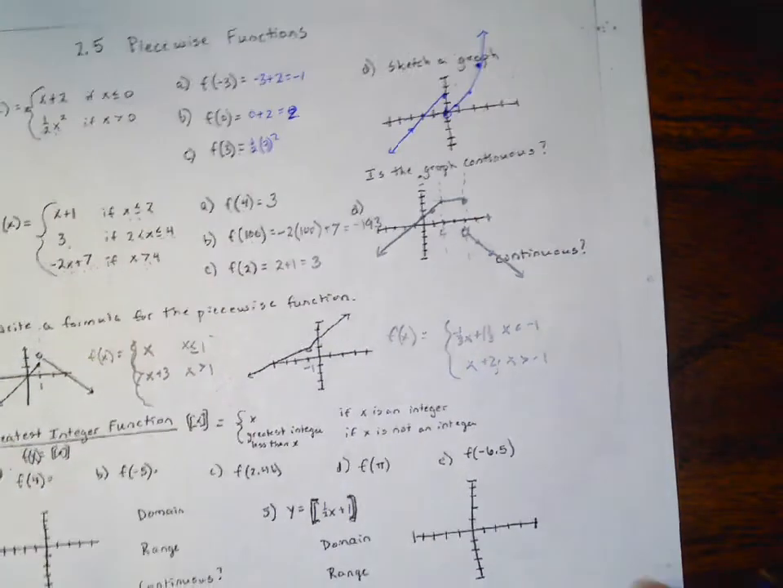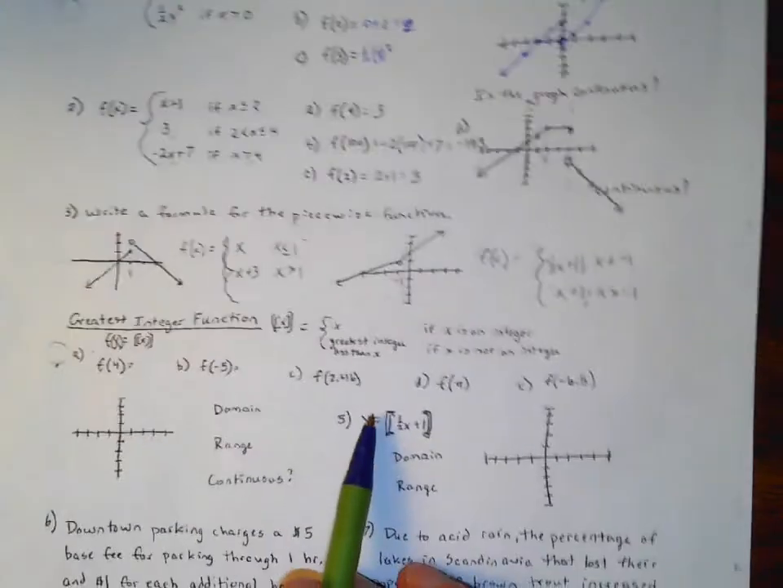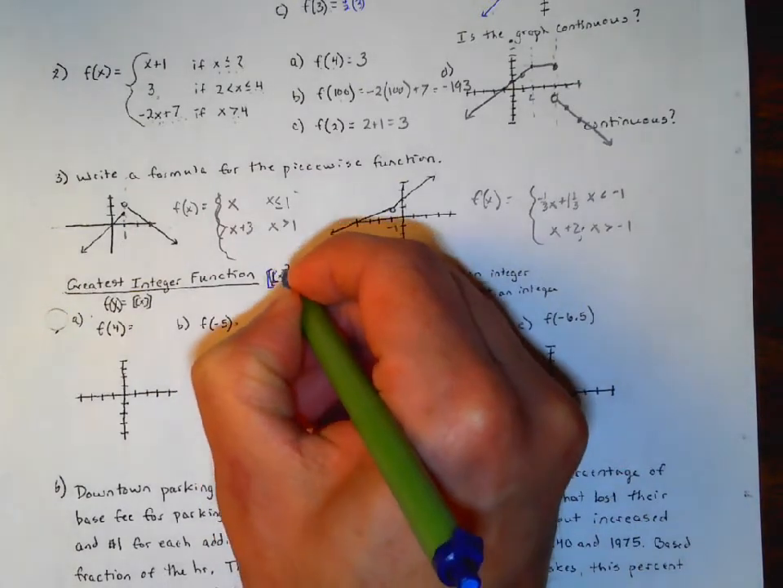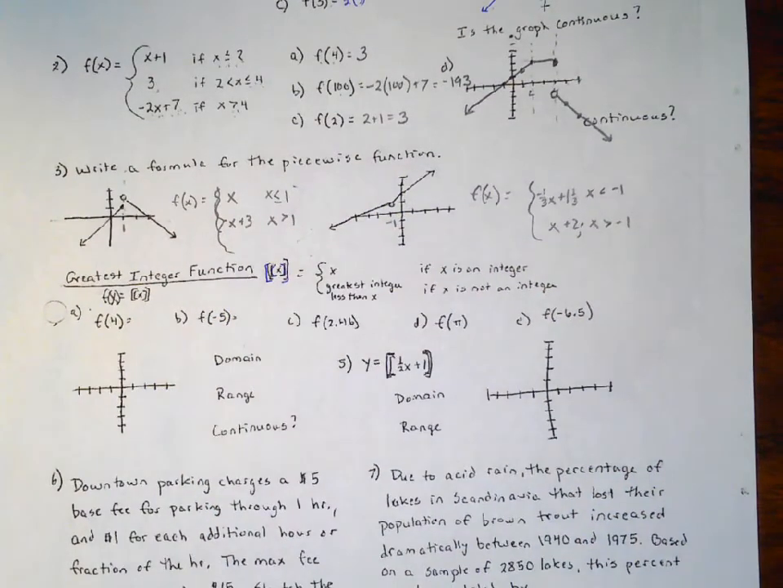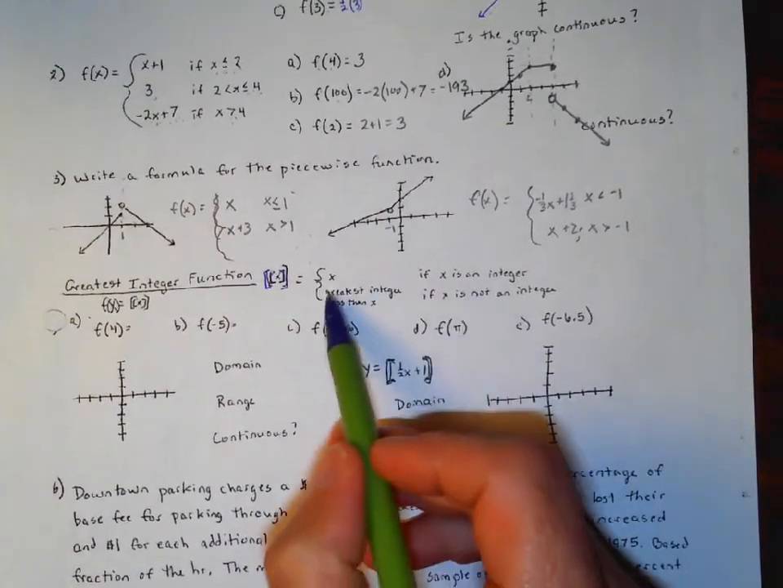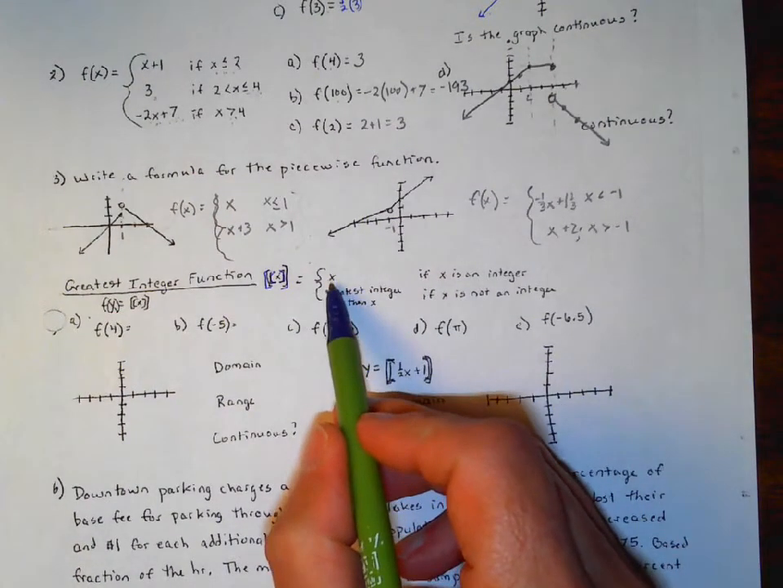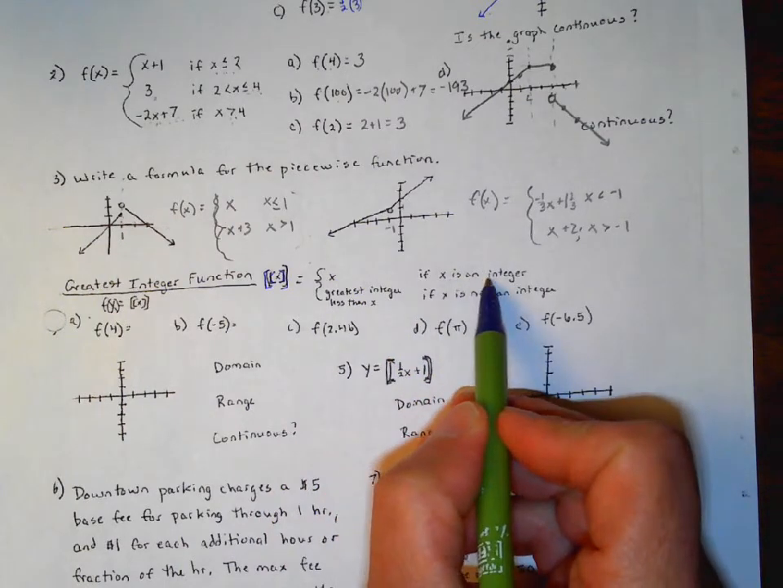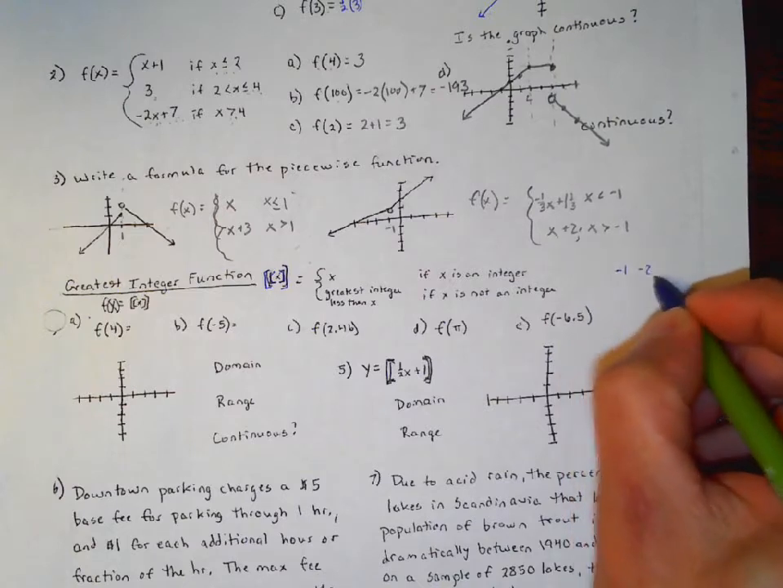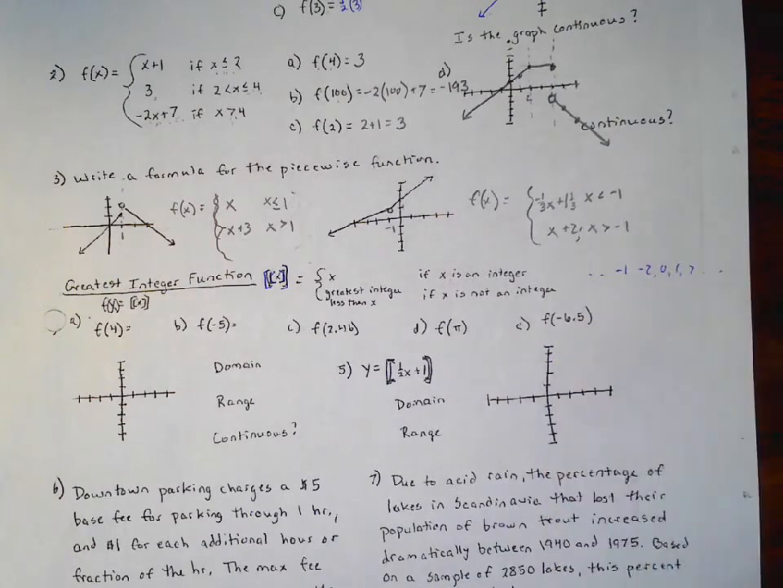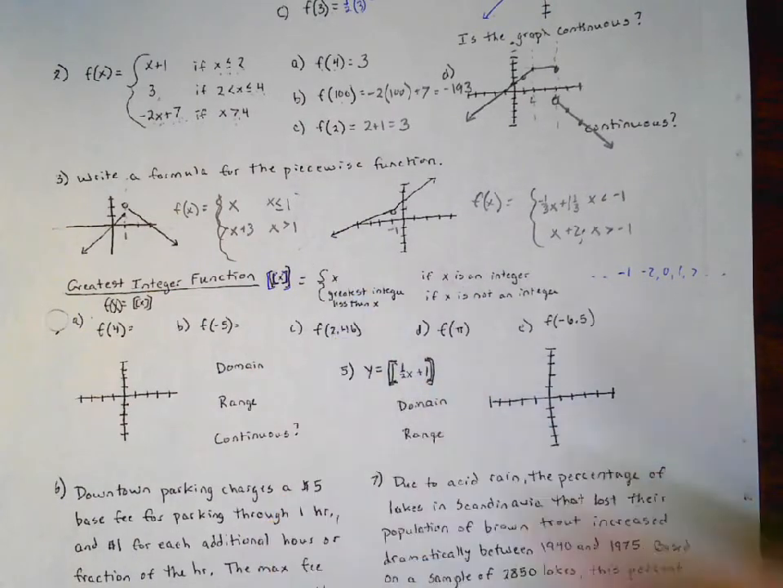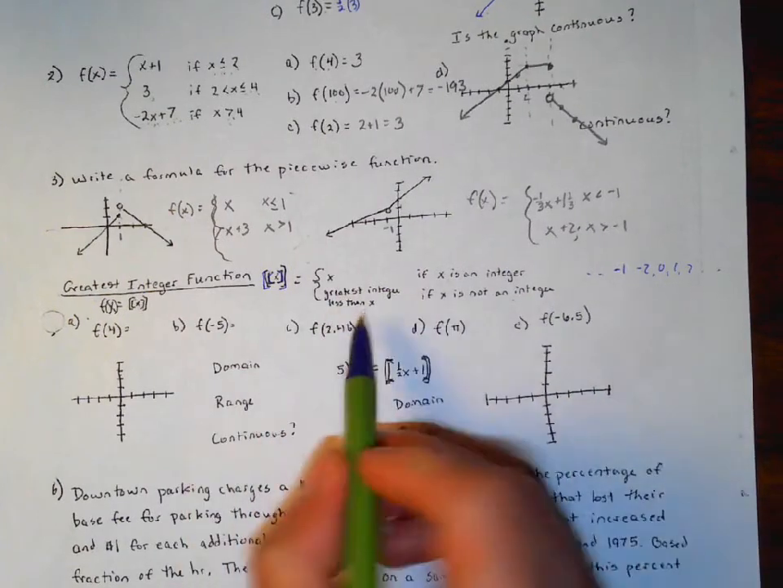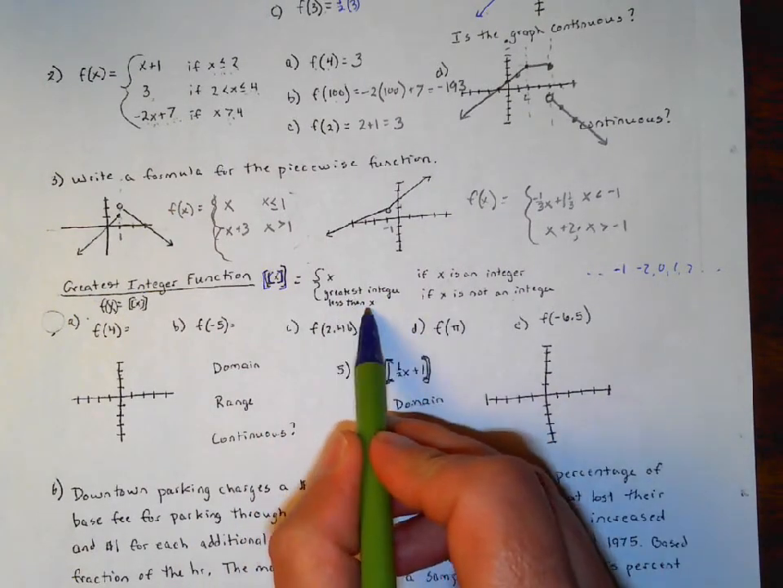Okay, the next function is something called a greatest integer function. The greatest integer function uses these double brackets. That's how you know it's a greatest integer function. And it's also a type of piecewise function. If x is an integer, remember what integers are, like -1, -2, 0, 1, 2, etc. Those are integers. If it's an integer, then my function is just the integer. If it's not an integer, so if it's any decimals in between here, we go to the greatest integer that is less than the x.